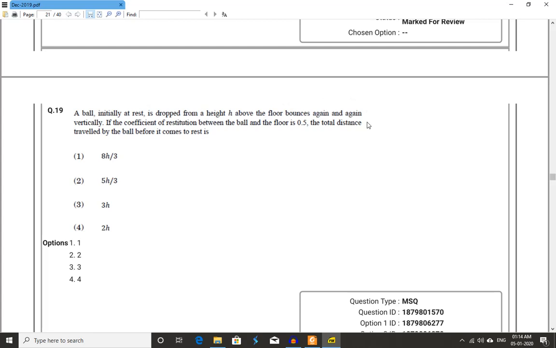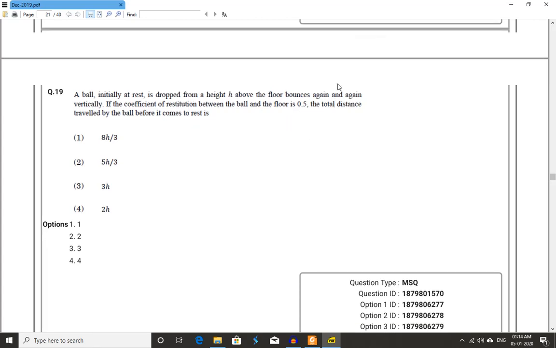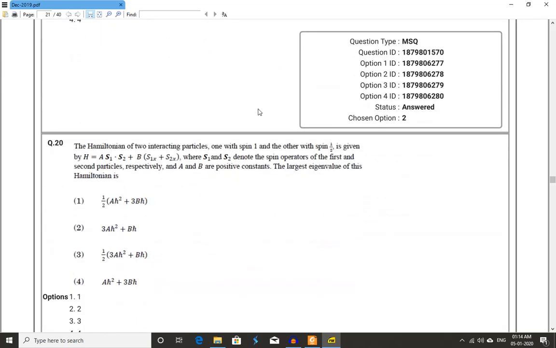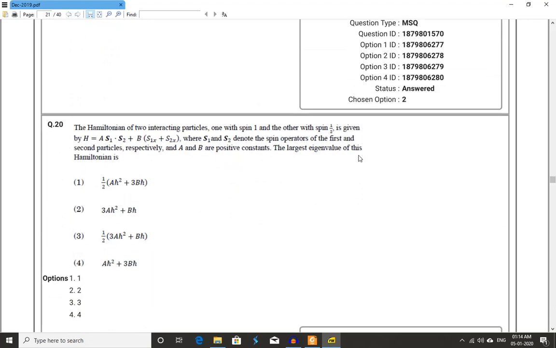This is also a higher secondary level dropping ball problem. Coefficient of restitution, you know the definition, then you easily do it. Any class plus 2 level joint entrance preparing people will be able to do that. This type of question has been asked previously also, but you may not be able to do it in the exam hall.